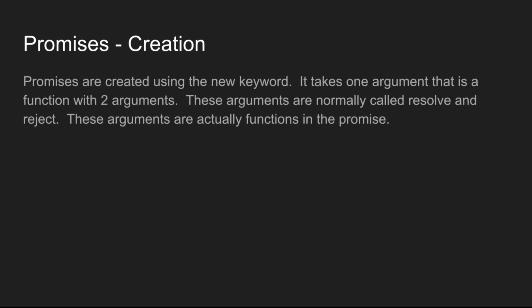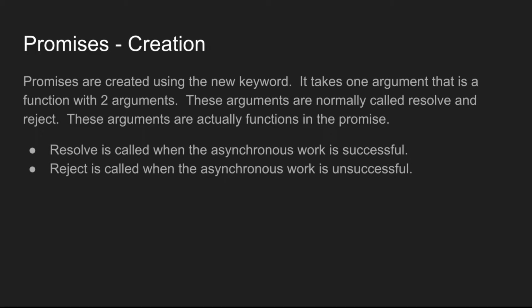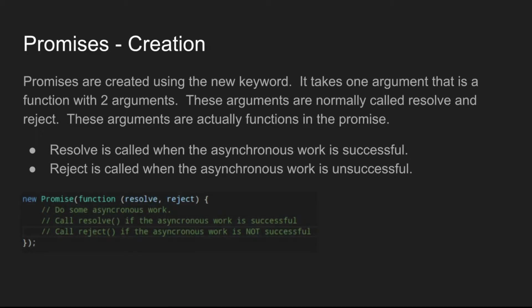So, promise creation. Promises are created using the new keyword. It takes one argument that is a function with two arguments. These arguments are normally called resolve and reject, and these arguments are actually functions inside of the promise. Resolve is called when the asynchronous work is successful. Reject is called when the asynchronous work is unsuccessful.